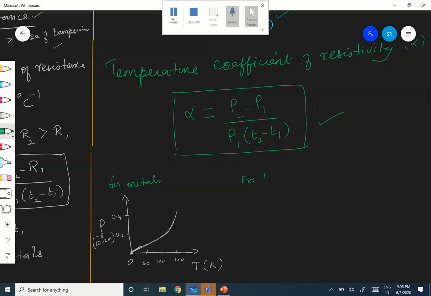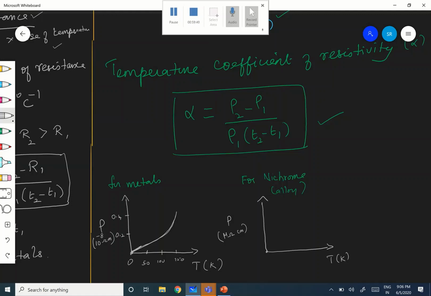First I will try for nichrome, because after that I go to constantan. Nichrome is nothing but an alloy, right? So for that, if I draw this, rho is in micro ohm centimeter. It is ohm meter, it is micro ohm centimeter. And T is in Kelvin.